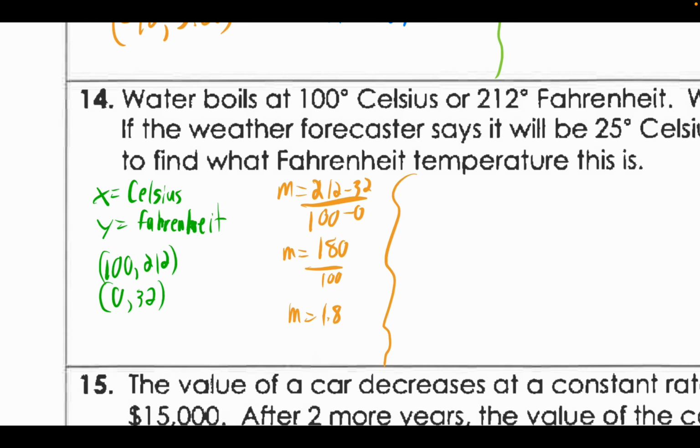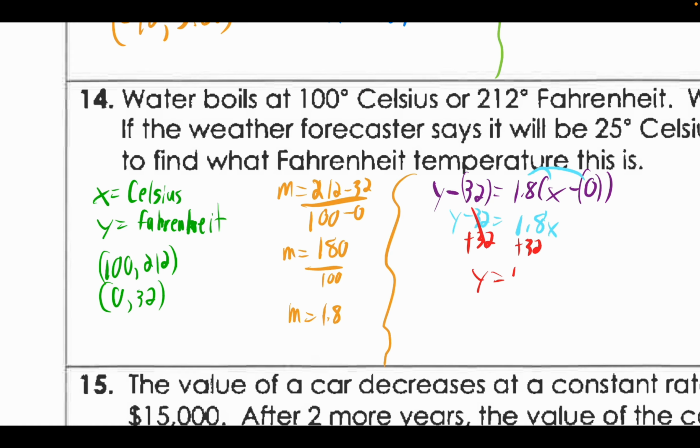I'm going to use the ordered pair 0, 32. I see the 0 there, and 32 being a smaller number, and I'm going to target those numbers. y minus 32 is equal to 1.8 times x minus 0. As I distribute, I have the convenience of multiplying by 0, and so I just get 1.8x plus 0, or just 1.8x. So I add 32, and it ends up being y equals 1.8x plus 32, which is the same thing as y equals 9 over 5 x plus 32. And that is the formula that we use to convert from Celsius to Fahrenheit.